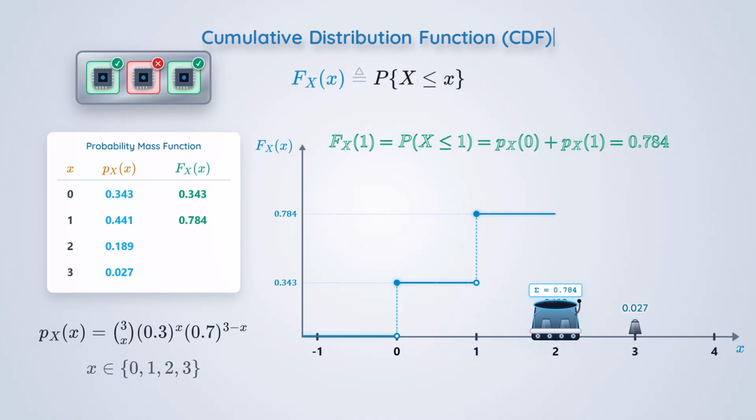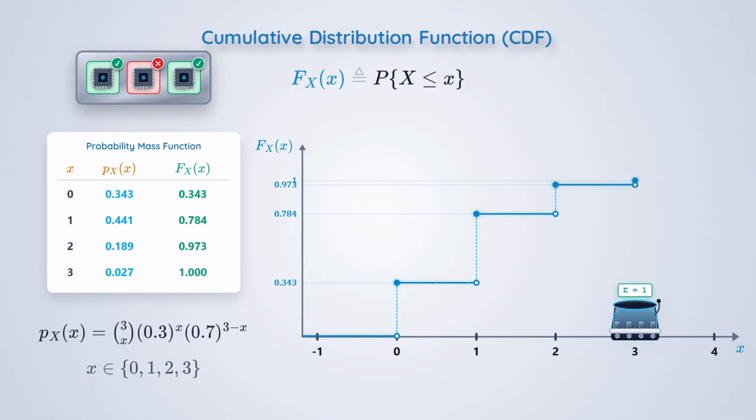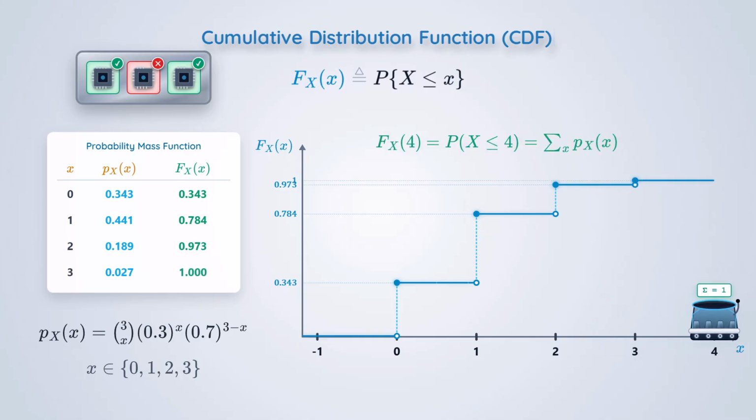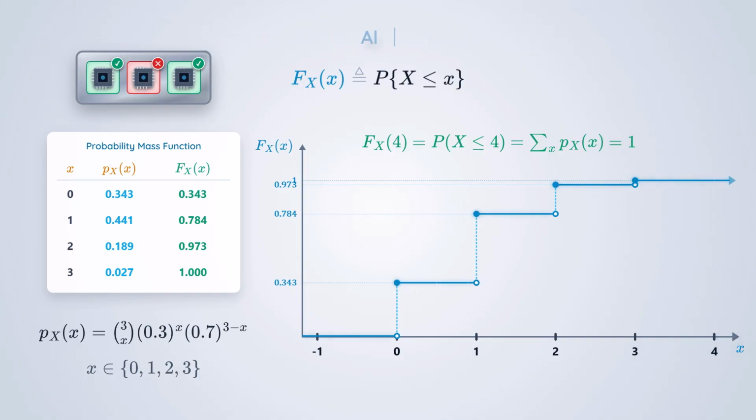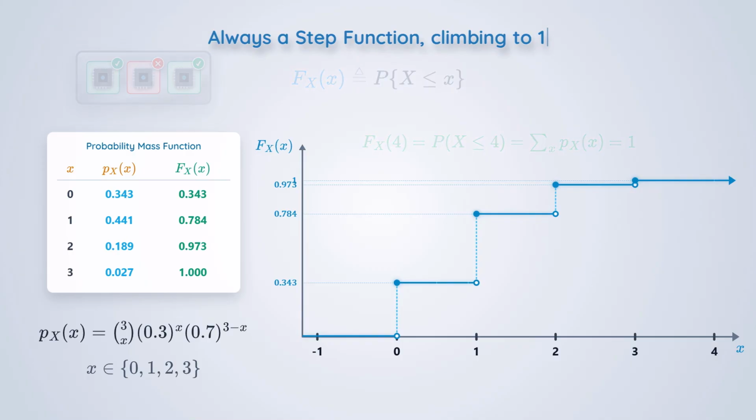Cross 2, now the first 3. Cross 3, 1. The cart now holds every weight there is. F is still 1 at 4 and stays there forever after. Flat, then jump. Flat, then jump. In a discrete world, the CDF is always a staircase climbing to 1. And once it is built, it still has more to tell us.